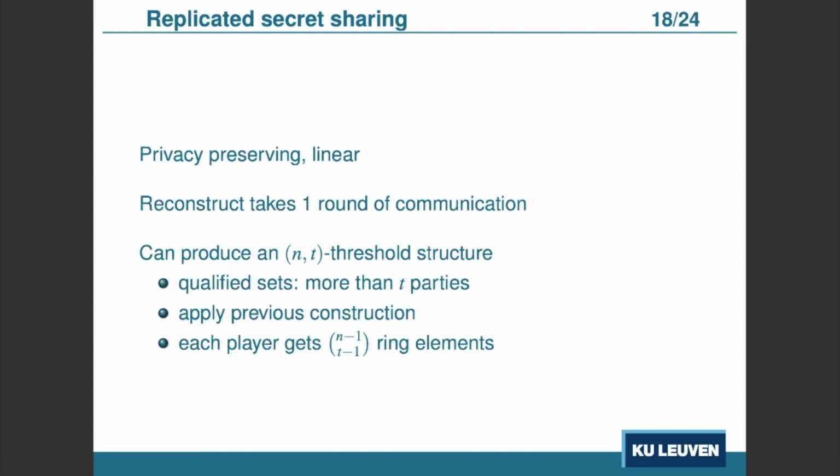Replicated secret sharing is preserved under linear operations, so they can be performed locally. And you can basically realize anything with this, although not efficiently because you need to pay a huge overhead. For instance, you can get a threshold secret sharing by just defining the qualified sets to be those with more than T players, and then applying the previous construction.